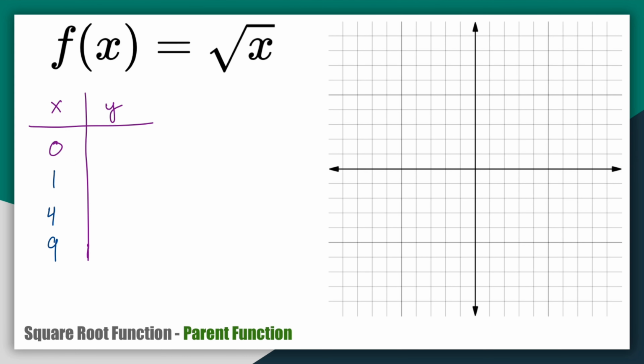So again, this is extremely similar to your vertex form of a quadratic. It's a little opposite. When you add inside the radical, you go to the left, and when you subtract inside the radical, you go to the right.